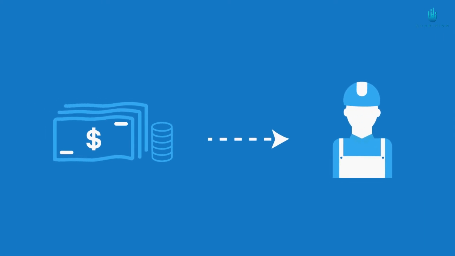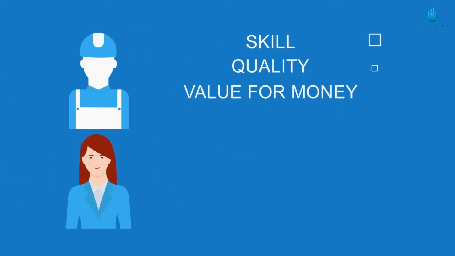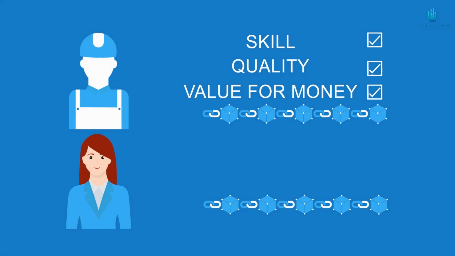Condinium then proceeds to issue payment to Gary. Payment can be in fiat money or Condinium tokens. The blockchain records of both Gary and Angela are updated to indicate successful completion of work.